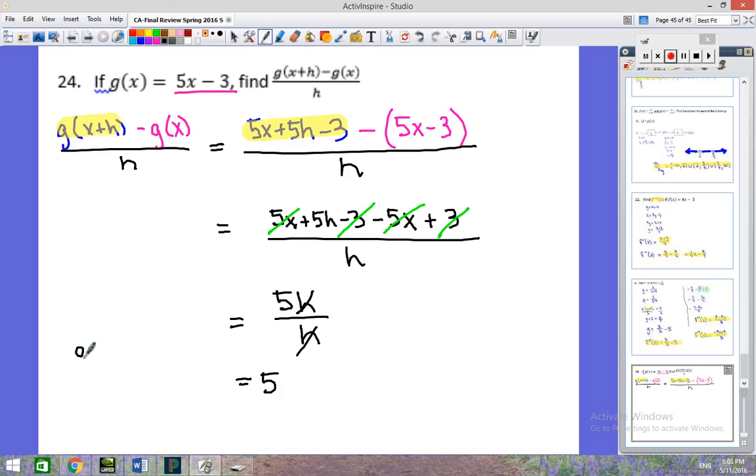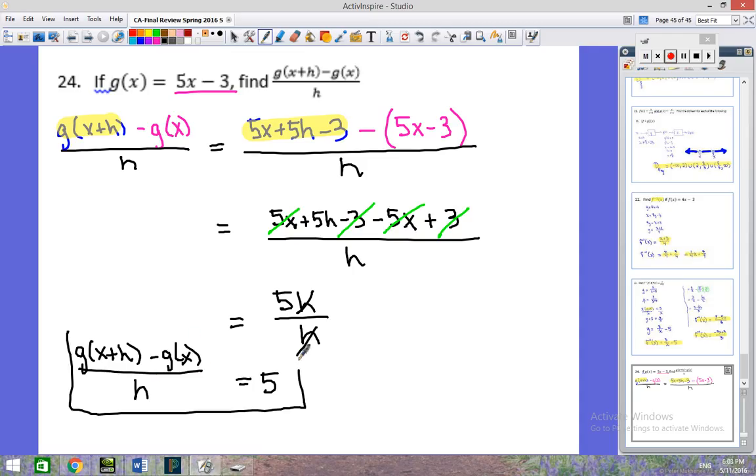So this thing that they refer to as the difference quotient, g evaluated at x plus h minus g of x all divided by h, simplifies to just the number 5. Well, I have another observation to point out. This 5, if you look here, this was a line, and this 5 is the slope of the line. This difference quotient, if it's a line, will always equal your slope.